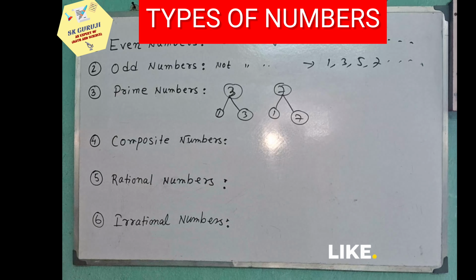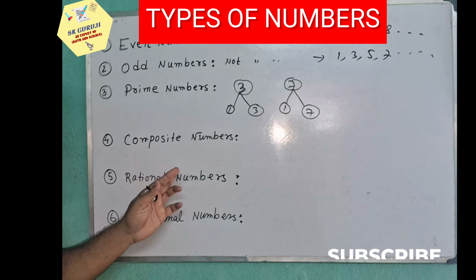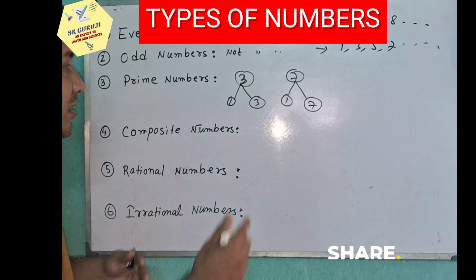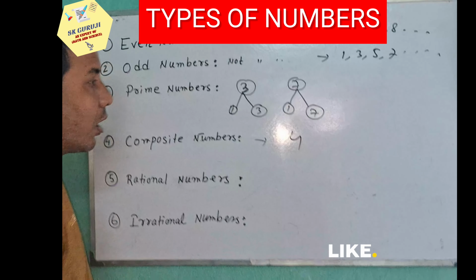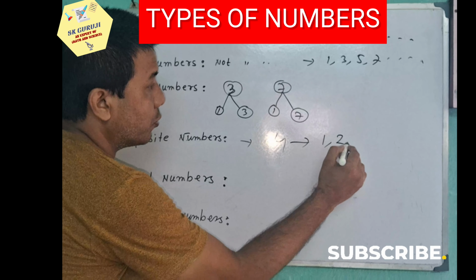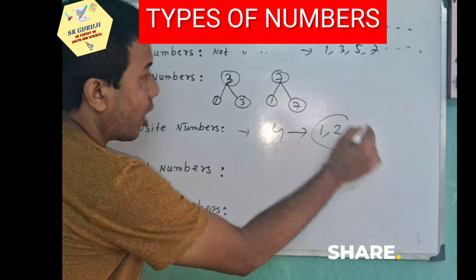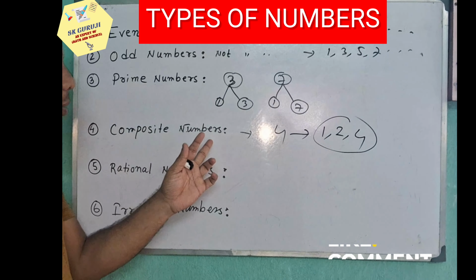Next one, composite numbers. What do you mean by composite numbers? Just the opposite of prime numbers. The numbers having more than 2 factors. Just take a number, 4. So how many factors does 4 have? The factors are 1, 2 and 4. So it has how many factors? 3 factors. This kind of number is called a composite number.